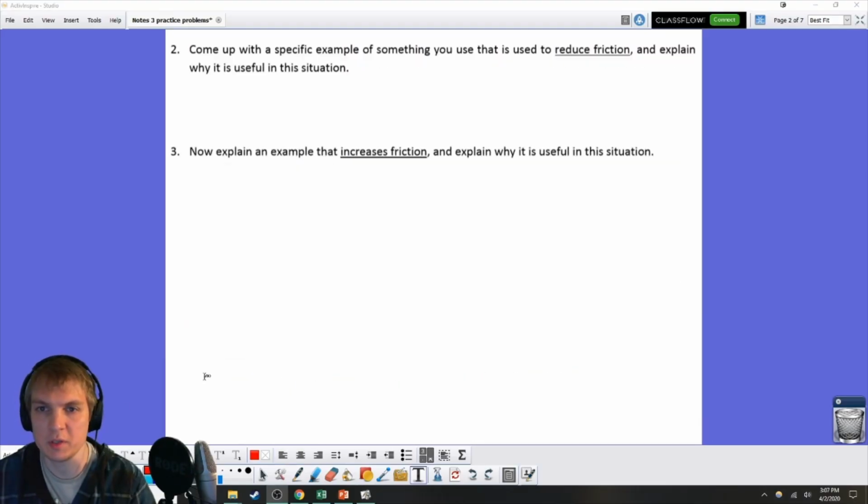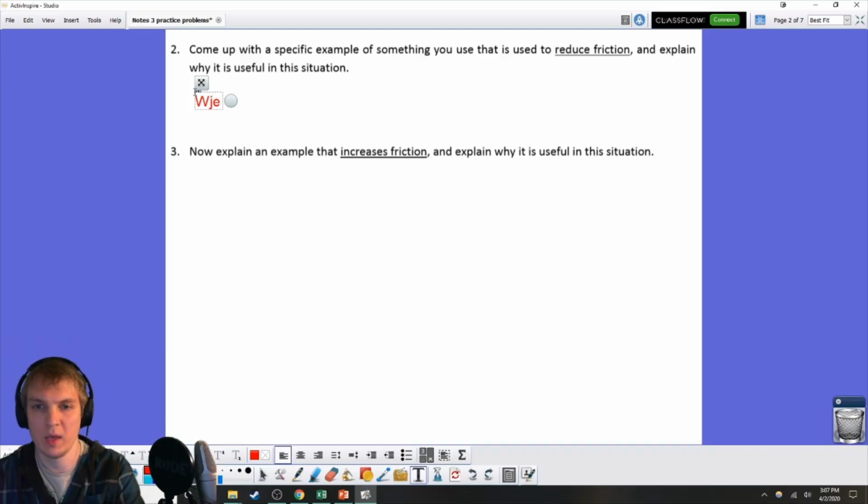All right, number 2 says, come up with a specific example of something you use that is used to reduce friction and explain why it is useful in this situation. Well, you can come up with your own example if you want to, but the example that I'm going to use is wheels on a car or a cart.